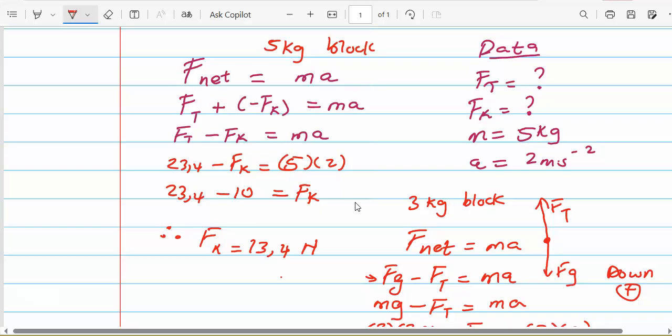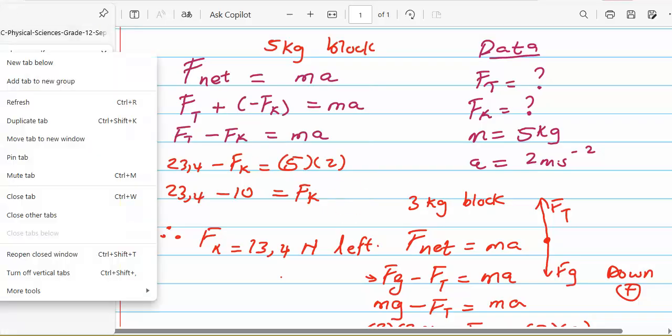Right. So it's very important. You can say newtons, also put direction left. Are you happy with that? Yes. Okay.